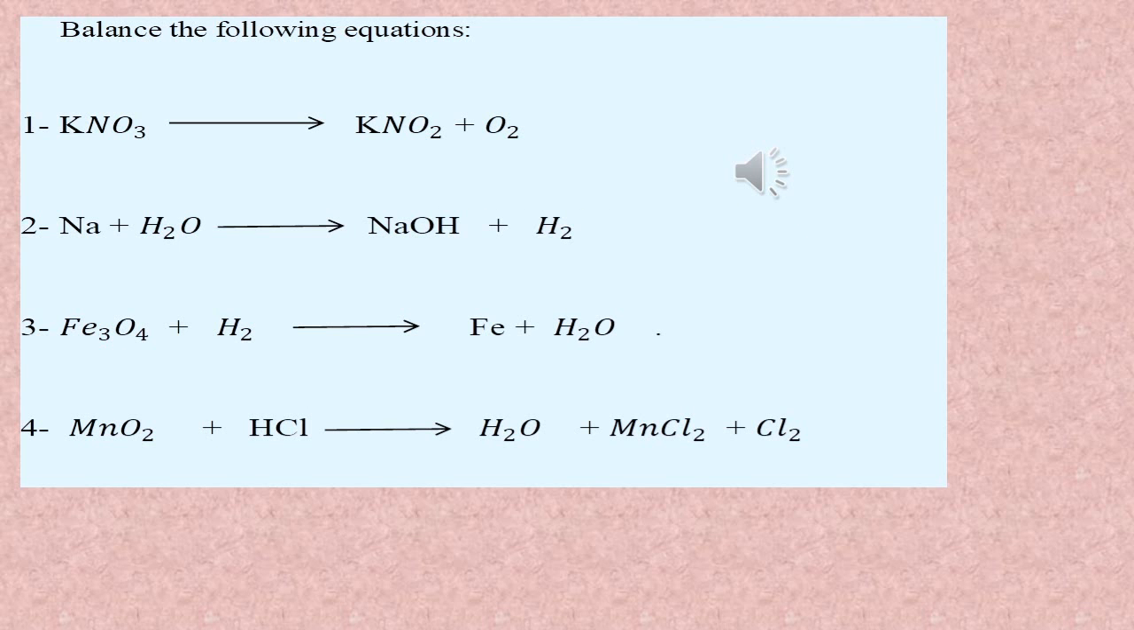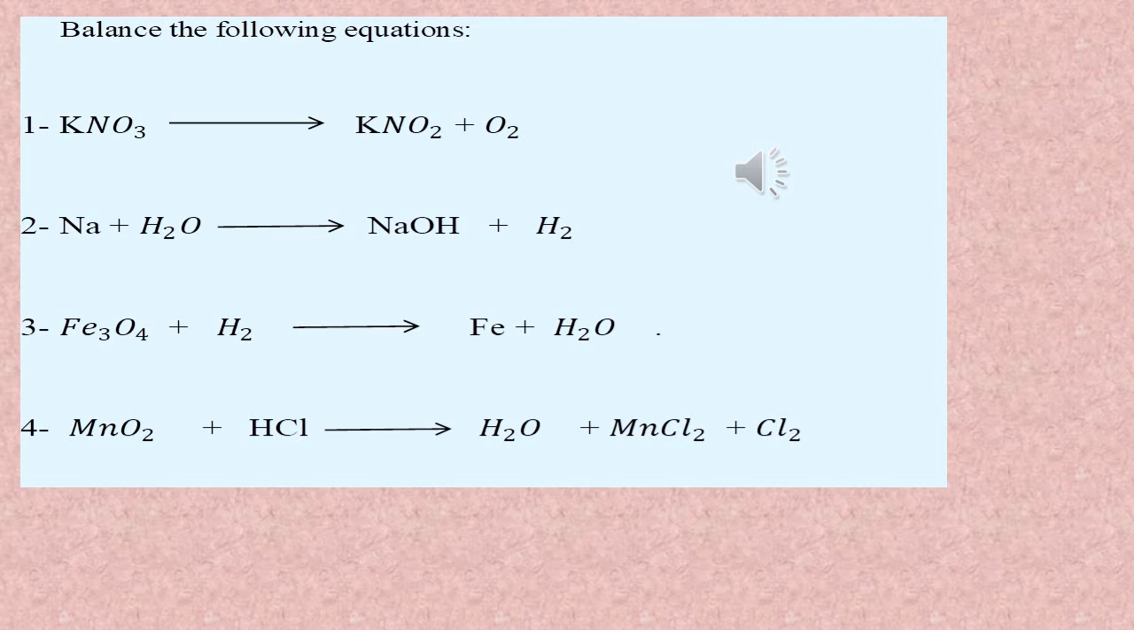Balance the following equations. Number 1, KNO3 gives KNO2 plus O2. When I make a table that contains the number of atoms of products and the number of atoms of reactants, we'll find that the difference is in the oxygen. In the reactants, we have 3 atoms of oxygen. In the product, we have 4 atoms of oxygen.